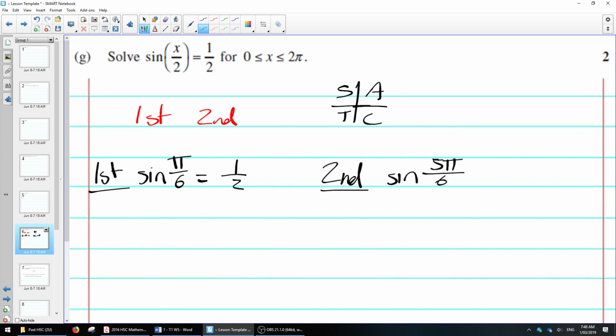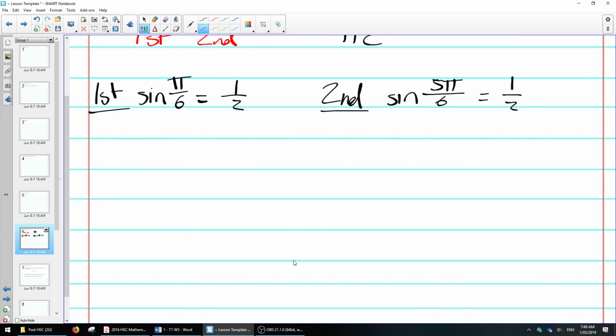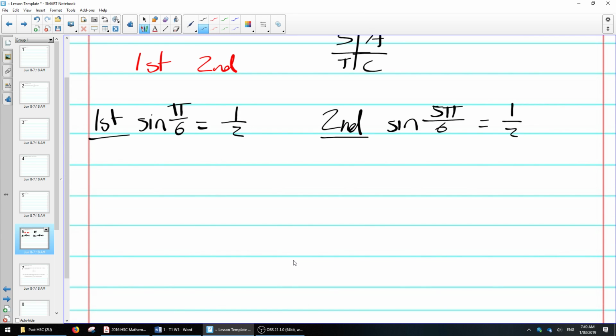And again, what you could do as well is, if you got 150, do 150 over 180, which is 5 over 6, and then chuck a pi in. That's the other way of doing it. And that also equals 1 over 2. Alright, so we have our 2 solutions so far, but those 2 aren't going to be the answer. We'll get to why in a second. So what we've done is we found the 2 positive solutions in those quadrants.